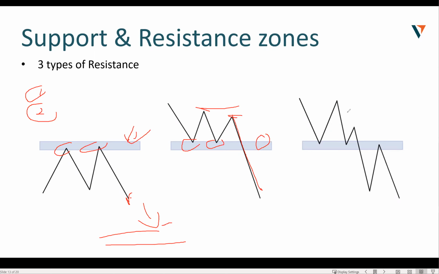Okay, and then in the last example that we have, again, these are support and resistance levels, essentially price holding as support, failing to push higher, and then retesting this region as a resistance.